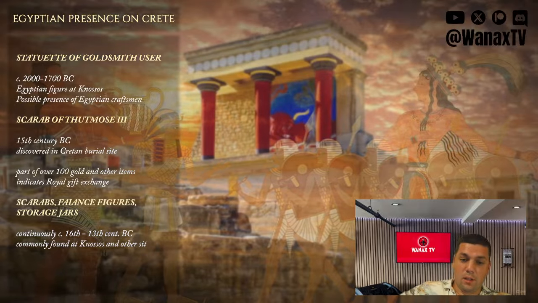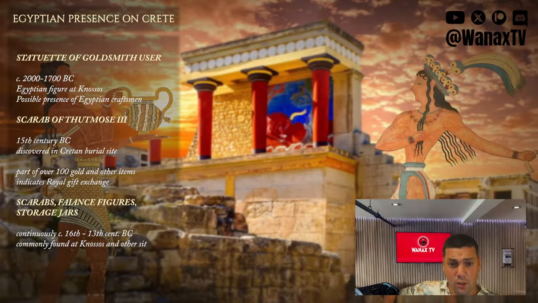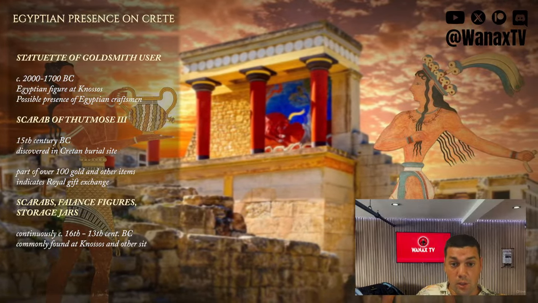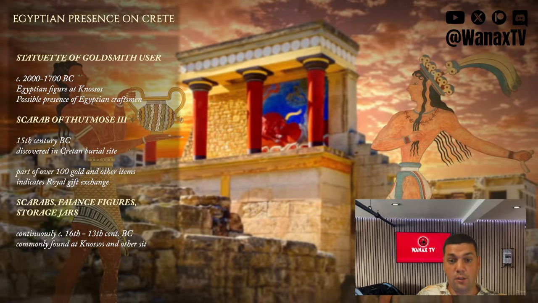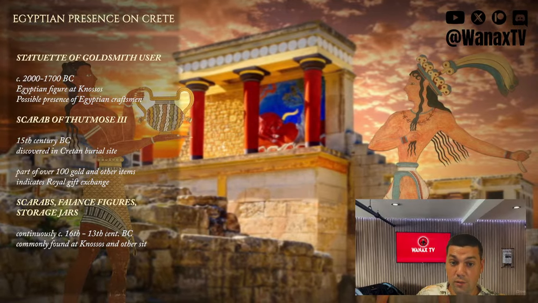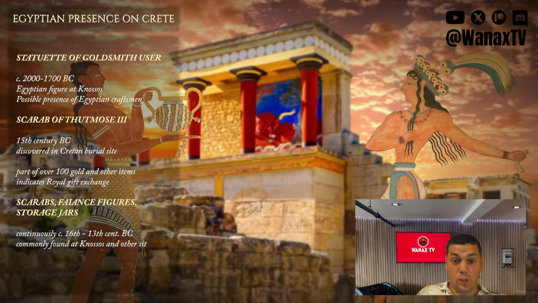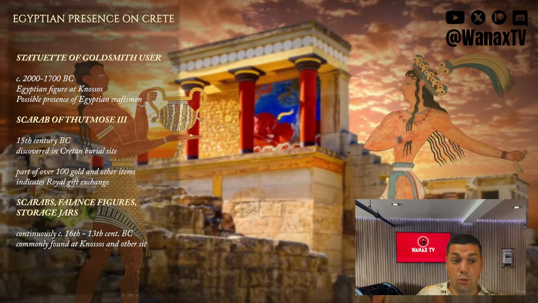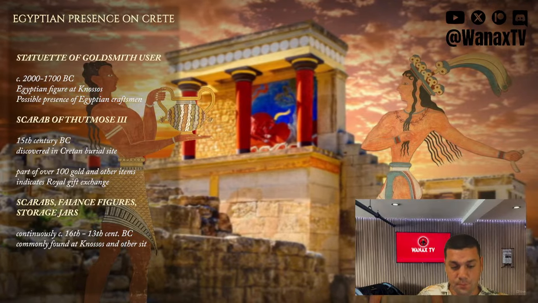So already in the late third millennium BC, we have direct trade between Egypt and Crete, and this would have covered the Hyksos period, obviously. This would have covered the Intermediate Period, and this would have covered the New Kingdom period as well, but also the Middle Kingdom period before that.